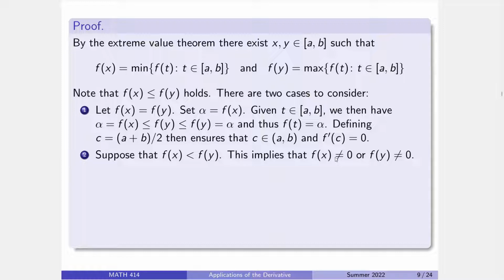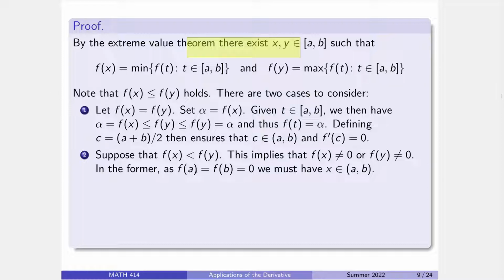Both of them can't be 0, and if one of them is 0, then the other one is not 0. Now, in the former case, that means that x has to not equal a or b, because by hypothesis, f of a and f of b are equal to 0. So note, we're using the hypotheses. We use the continuity. Over here we didn't actually need it, but if you're constant, then the derivative is 0, so there's nothing to say. All right, so x is in between there.